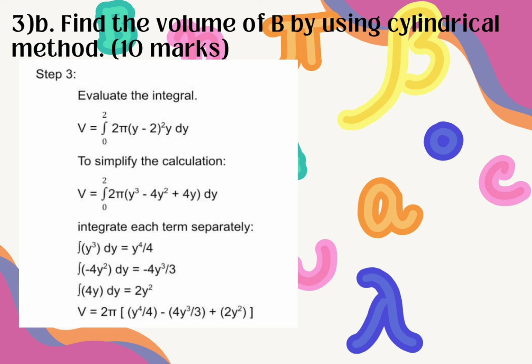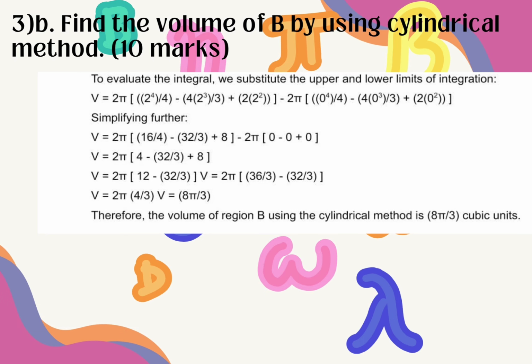Substituting the results of the integrations, our simplified expression becomes V equals 2 pi (y to the power of 4 over 4, minus 4y cubed over 3, plus 2y squared). To evaluate the integral, we substitute the upper and lower limits of integration. V equals 2 pi (y to the power of 4 over 4, minus 4y cubed over 3, plus 2y squared) from 0 to 2, which is 2 pi [(2 to the power of 4 over 4, minus 4 times 2 cubed over 3, plus 2 times 2 squared) minus (0 to the power of 4 over 4, minus 4 times 0 cubed over 3, plus 2 times 0 squared)].